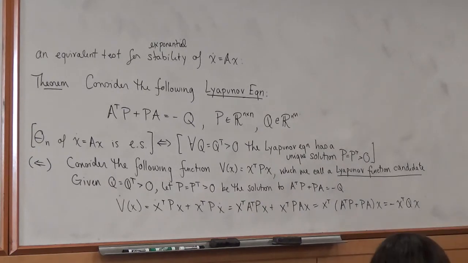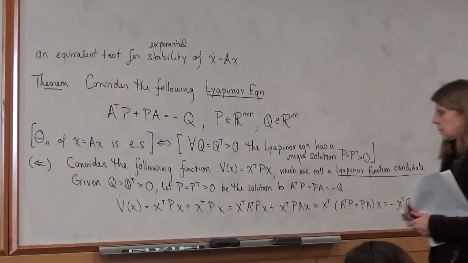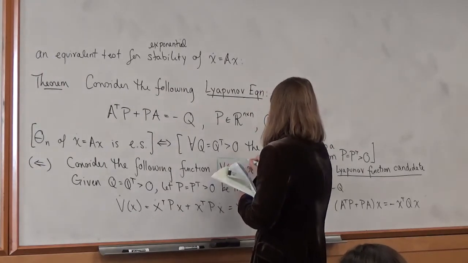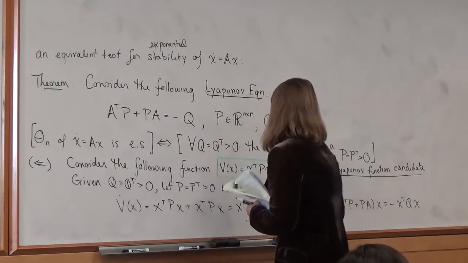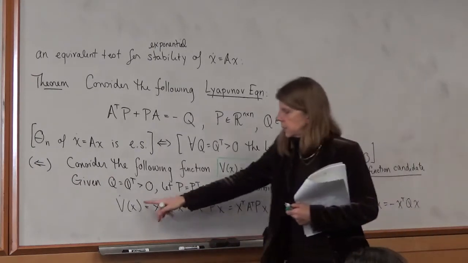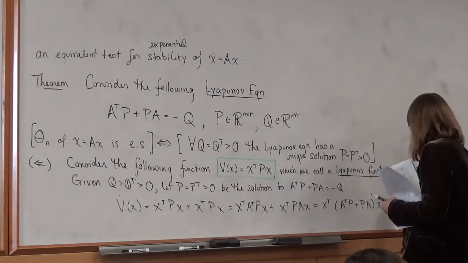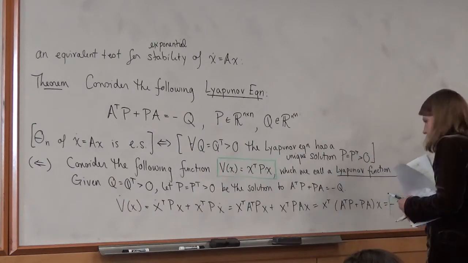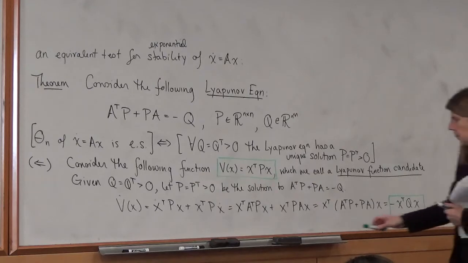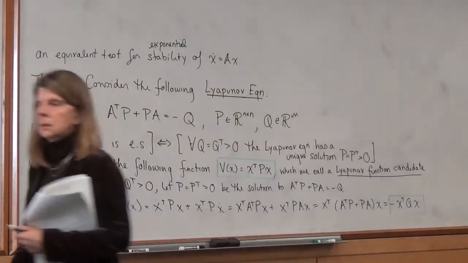All right, so I've got two key equations here. I started with a function, x transpose Px, where for a given Q, P solves the Lyapunov equation. And then I computed V dot, which is this function here. So V of x is x transpose Px, and V dot of x is minus x transpose Qx. And I know that both P and Q are positive definite symmetric matrices.